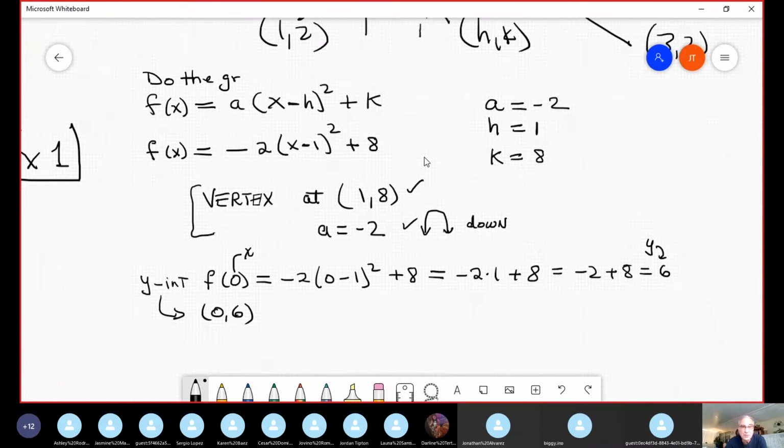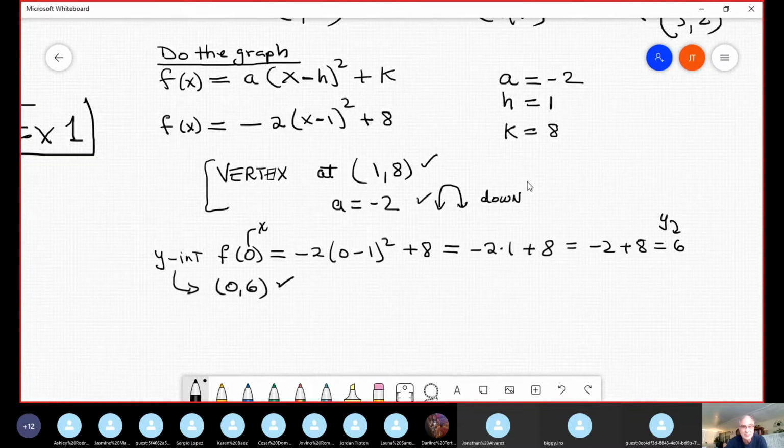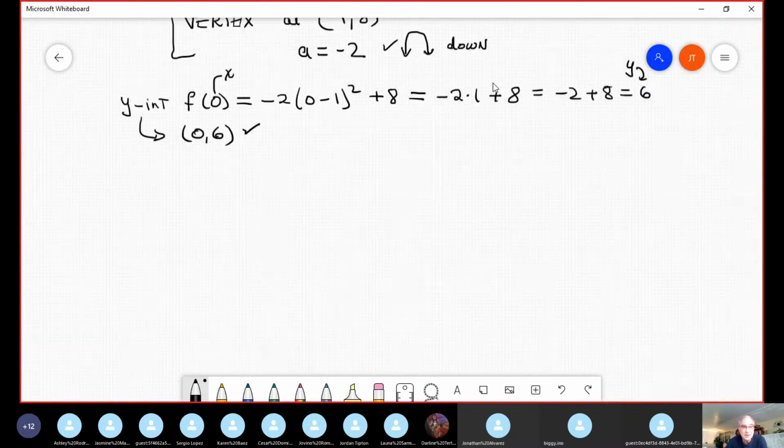Do the graph using everything. No omission, any detail. What is the detail? Vertex, important detail. And what direction does it open? Super important detail. Y-intercept, super important detail. X-intercept is different. X-intercept is f of x equal to 0.